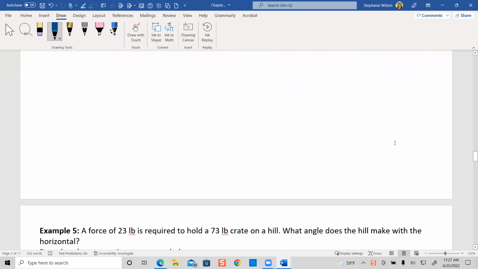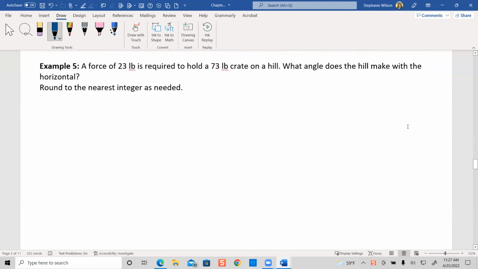Okay, let's move on to the next example. A force of 23 pounds is required to hold a 73-pound crate on a hill. What angle does the hill make with the horizontal? And we're going to round to the nearest integer. So I'm going to draw this out the best I can. So I got this hill, and this crate, and it's going up this hill. And then it has this force.